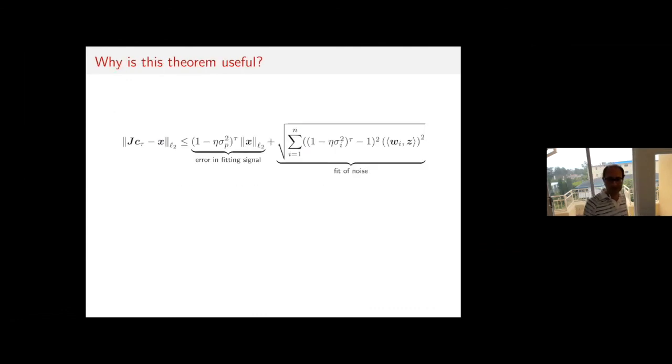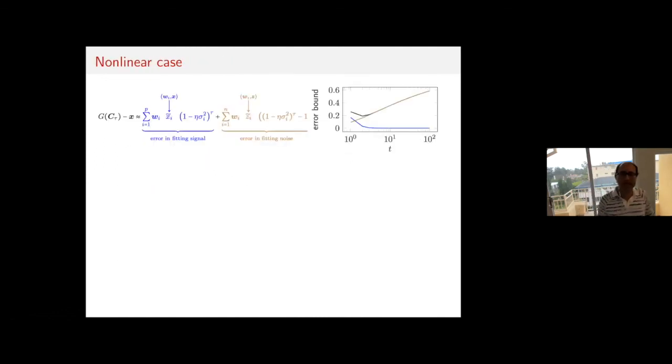So this was for the linear case, where we looked at the linear case as a warm-up. It turns out that essentially the exact same story holds in the nonlinear case. Here again, the output of the network after a certain iteration minus X, you can essentially think of as something like this. You have an error in fitting the signal and an error in fitting the noise. The error in fitting the signal goes down very quickly, but the error in fitting the noise goes up slowly. And so if you stop somewhere in the middle, you hit the right sweet spot.